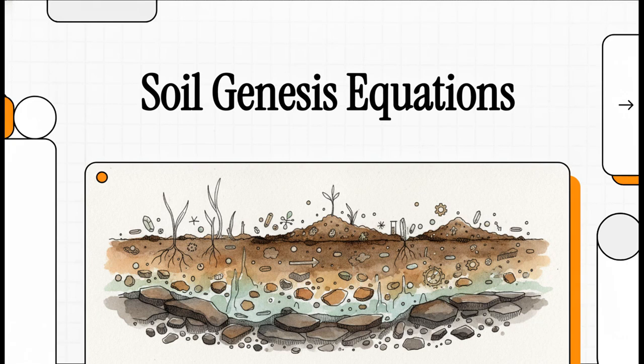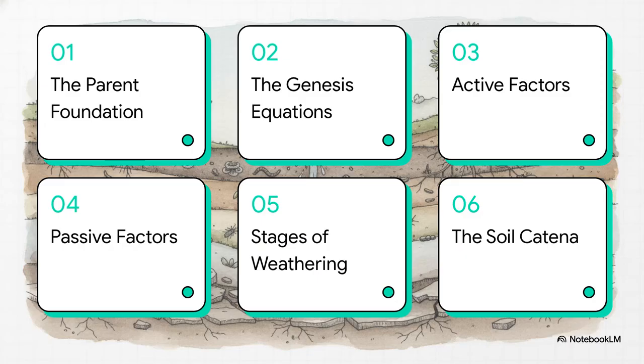Okay, let's dive right into this. Today, we're deconstructing something you literally walk over every single day, the ground beneath your feet. We're going to translate the dense academic geology of soil genesis entirely from our source material into a highly structured mathematical journey. We've got 6 logical stages to unpack today. We'll start with the parent foundation and the genesis equations, then break out the active and passive factors, and finally, we'll wrap up with the stages of weathering and the soil catena.